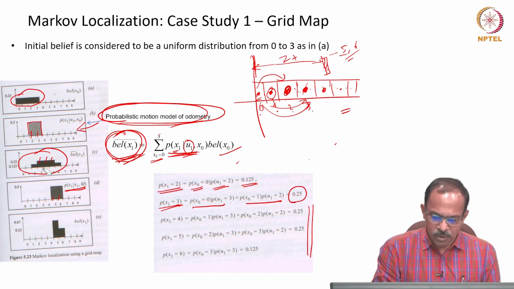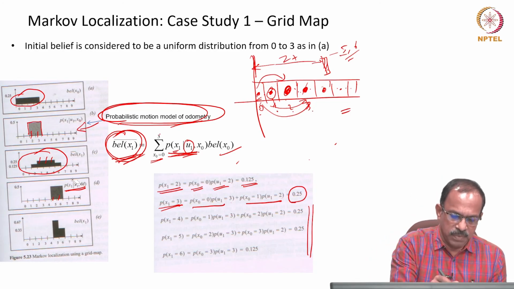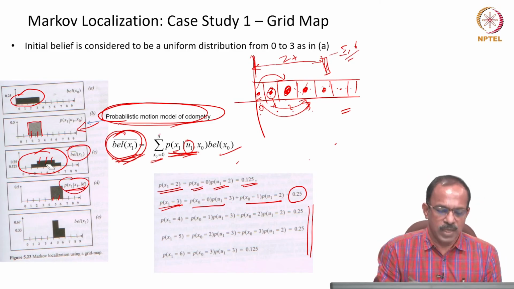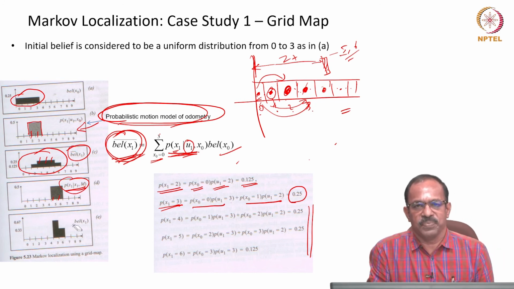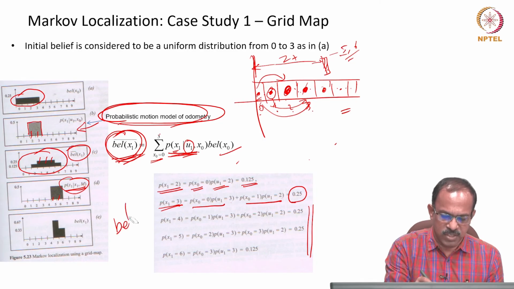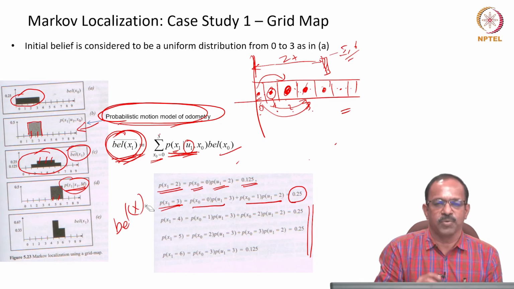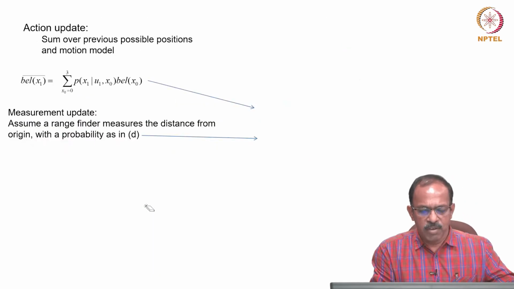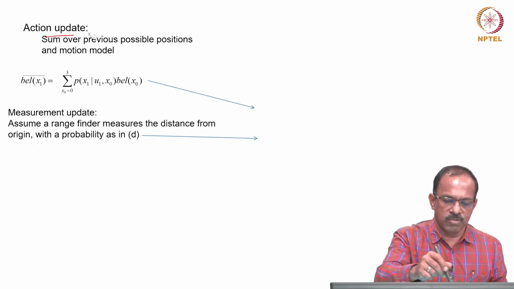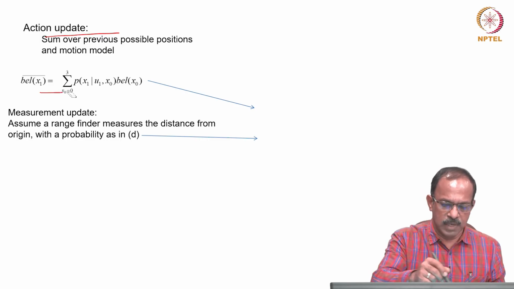Now, what do we do? We use this information and this information and then find out the total probability for the robot to be in these locations. That is the next step, where we calculate the belief state. So, we want to find out the belief of x now. So, what we do? We do the action update. The action update is this belief x1 that is there.